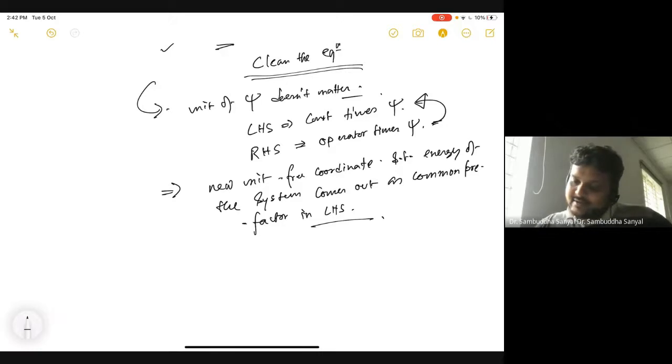So now this we want to go to. Okay, I lost the stream of my thought again. So the new unit-free coordinate must be such that the equation is manifestedly energy times psi. Okay, that is what we want.